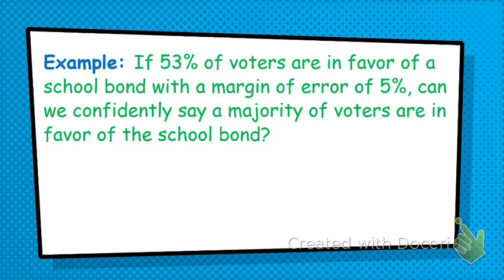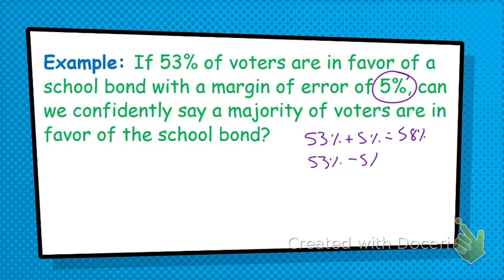If 53% of voters are in favor of a school bond with a margin of error of 5%, can we confidently say a majority of voters are in favor of the school bond? Well, let's find out. So first thing I want to look at is what I'm given. I'm given 53% of voters are in favor, but I'm also given there's a margin of error of 5%. So I need to consider both above and below. So this would be my range, 48 to 58.